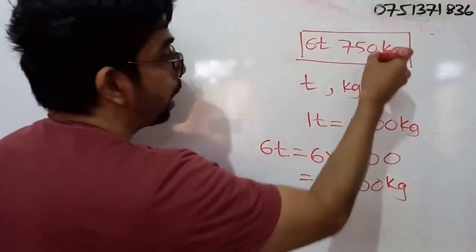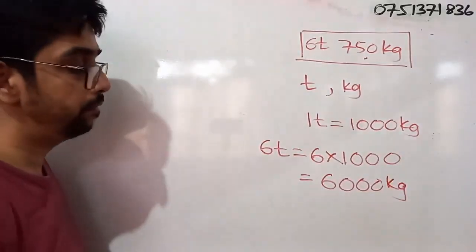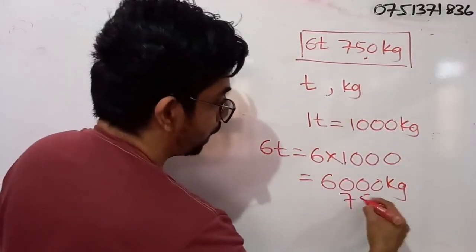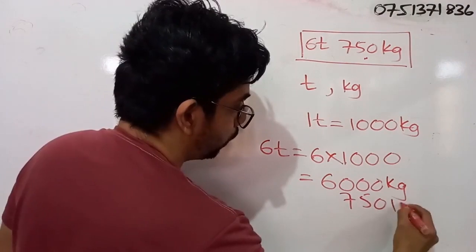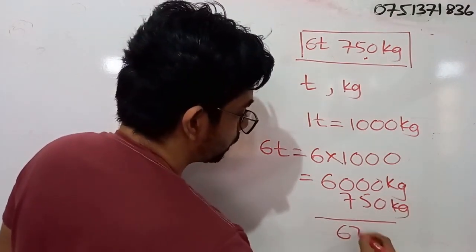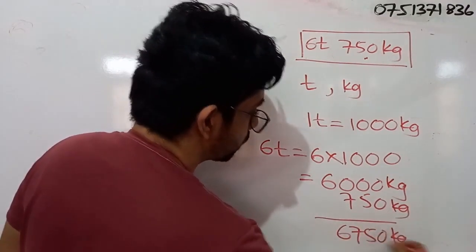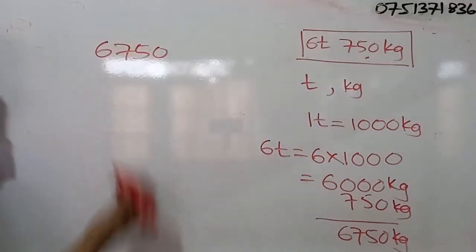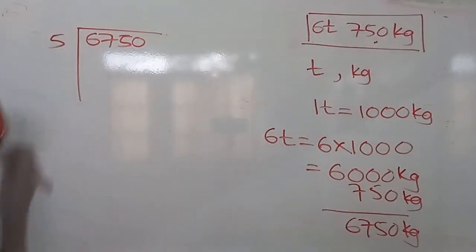Now here we have to add 750. So that is also kilograms. So what is the total amount? 6750 kilograms. Now what do we do? Now divide, right? So we divide this by 5.